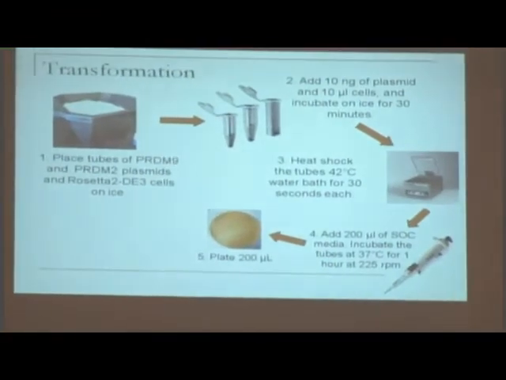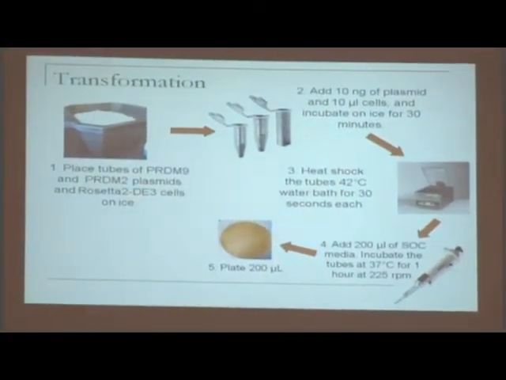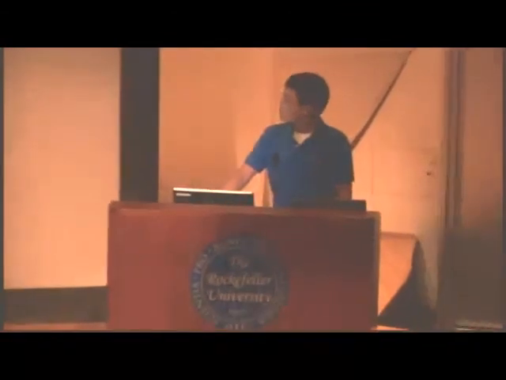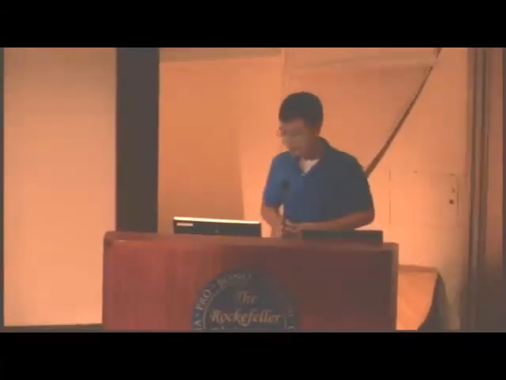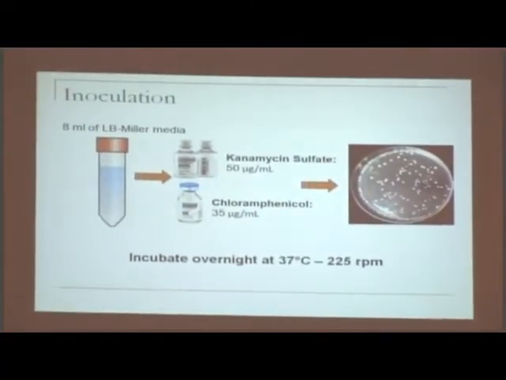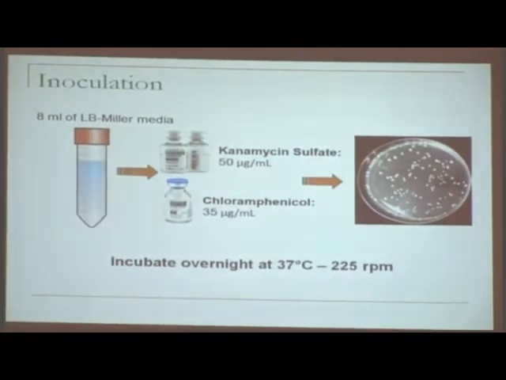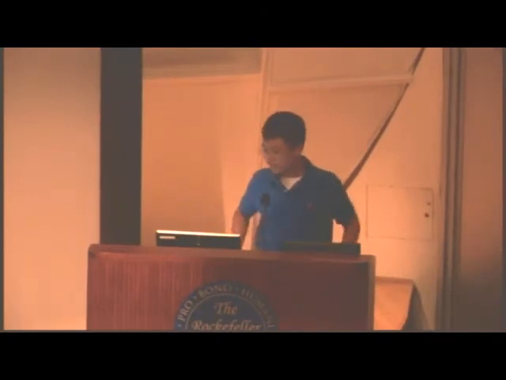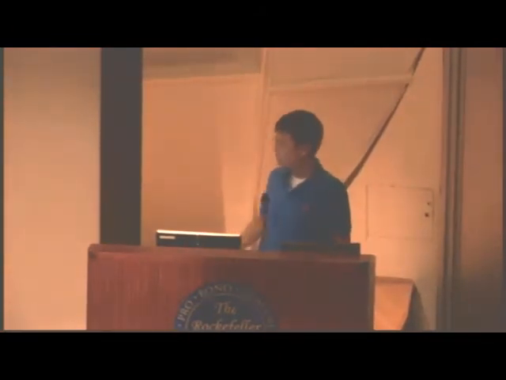The next step is to plate 200 microliters of the plasmids and cells. I put it on an antibiotics plate and spread it around with a turntable. Lastly, I incubated it overnight at 37 degrees. Next step, inoculation. I took 8 milliliters of LB Miller media, and I added kanamycin sulfate and chloramphenicol. Both of them are antibiotics, kanamycin sulfate for resistance in the plasmid, and chloramphenicol for resistance in the cells.